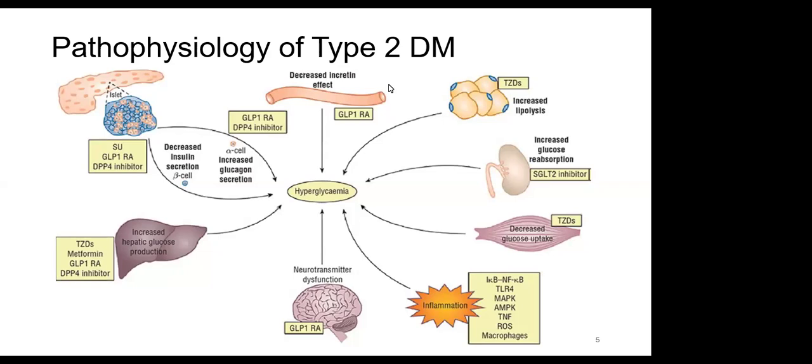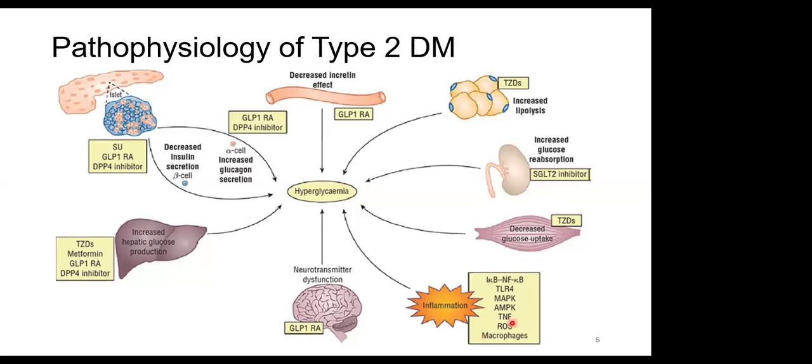And also an important one is the upregulation of the sodium glucose co-transporter in the kidney. So this co-transporter is responsible for reabsorption of glucose. So if there's an upregulation, that means you'll have more glucose in your blood. And you can see that's why some of the drugs are targeting these areas.